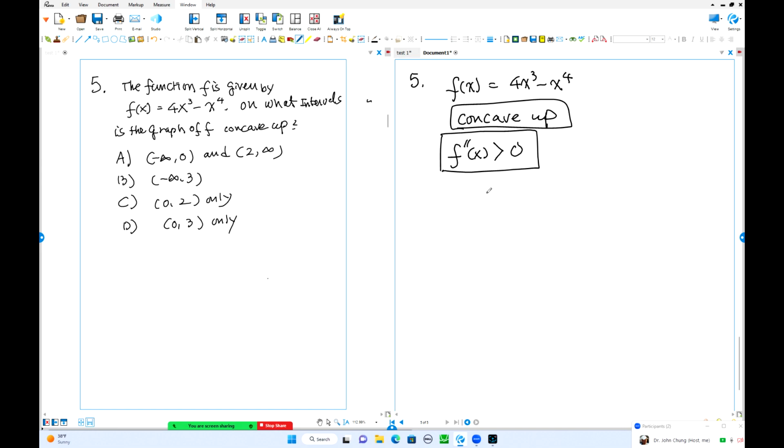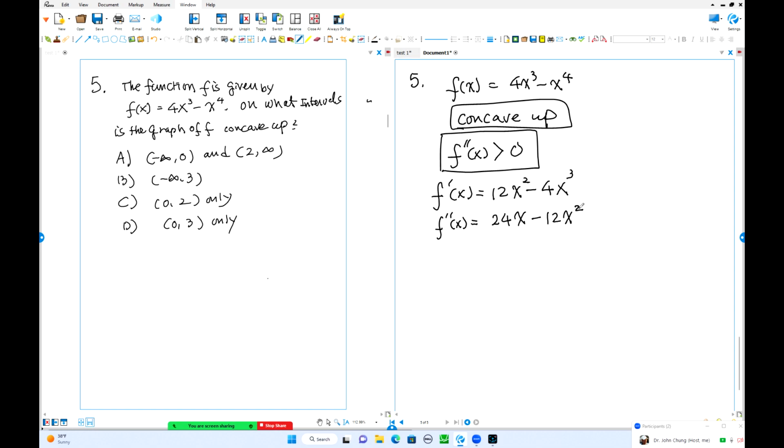Okay, f of x is given. Step by step, we're going to find the second derivative. What is the first derivative? 3 moves down: 12x squared minus 4x cubed. Are you okay with this up to here? Now the second derivative: 2 moves down, that is 24x, and minus 3 times 4 is 12x squared. Right?